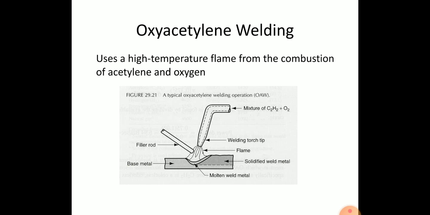See in the figure, oxyacetylene welding uses a high temperature flame from the combustion of acetylene and oxygen. In a typical oxyacetylene welding operation, the mixture of C2H2 and O2 goes to the welding torch tip, flame, and solidification of weld metal. See in the figure the molten weld metal, base metal, and filler. This is the process of oxyacetylene gas welding.